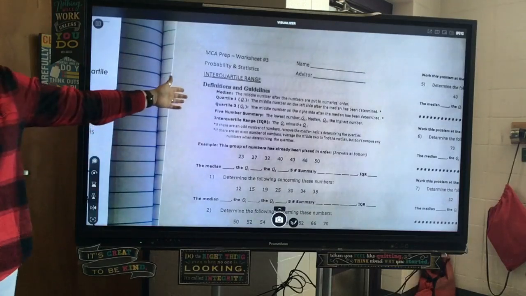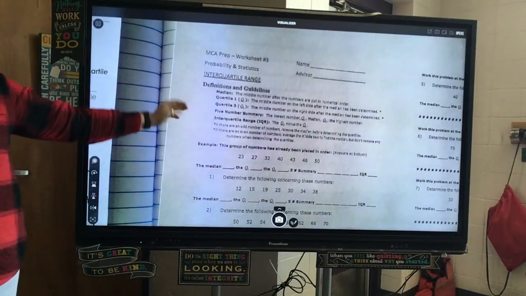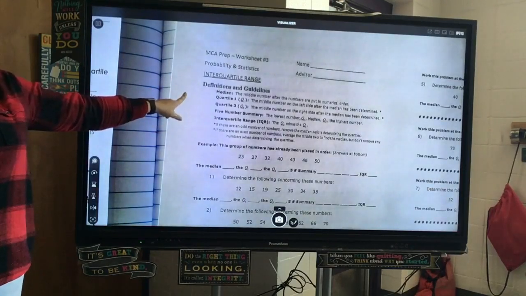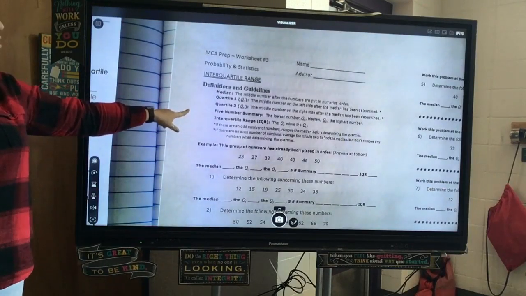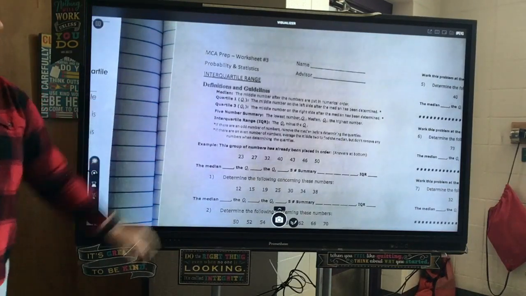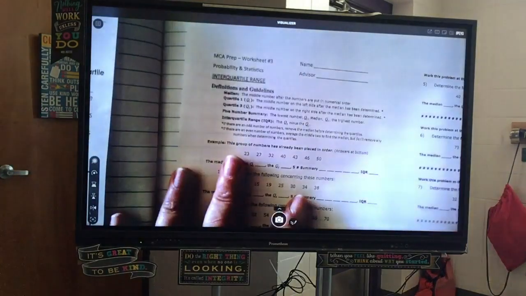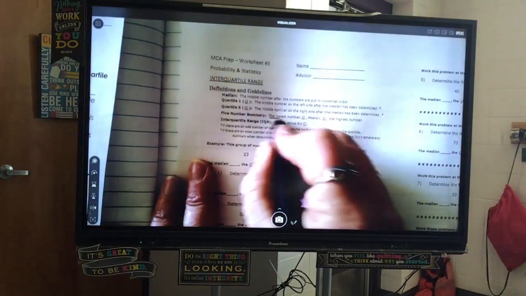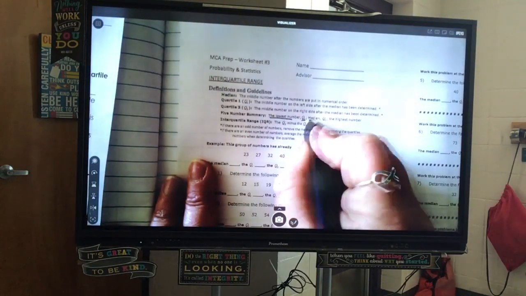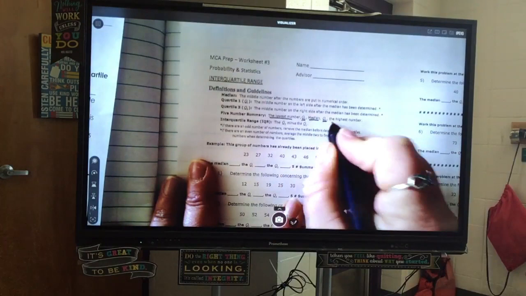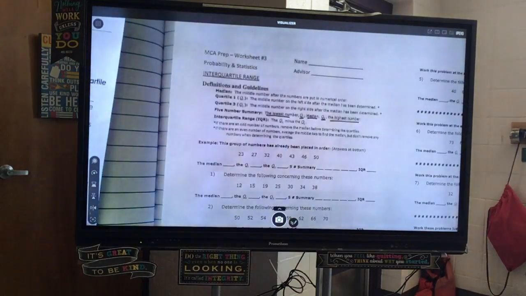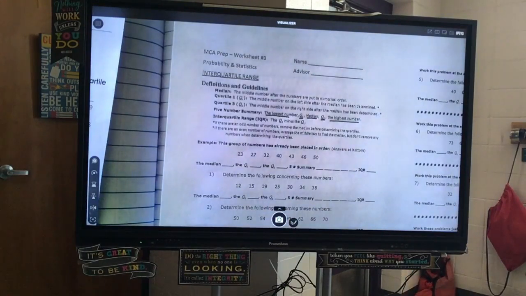Median, everyone knows how to find the median, right? Q1, you just learned how to find. Q3, you just learned how to find. 5-number summary. This is something that we're learning about tomorrow, but your 5-number summary is the lowest number, Q1, your median, Q3, and the highest number. Oh, okay. So it's your minimum, maximum, median, Q1, Q3.